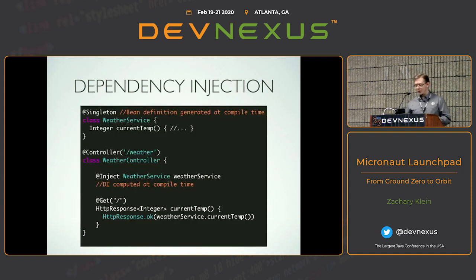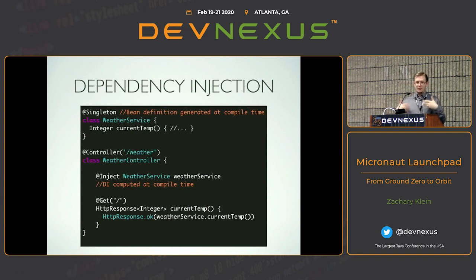So here's a simple example. We're declaring a service that's a singleton, so that bean definition for this service is going to be created when the app is compiled. Then we're injecting this into a controller, and we're calling it and returning it as part of a controller response.